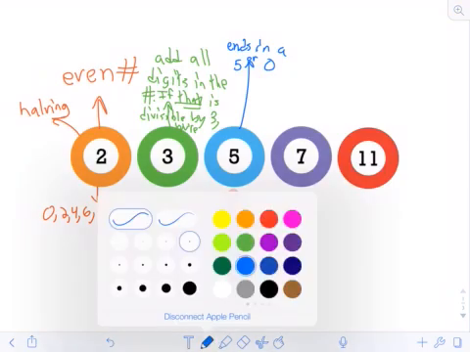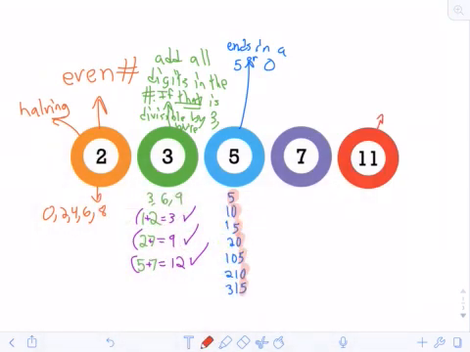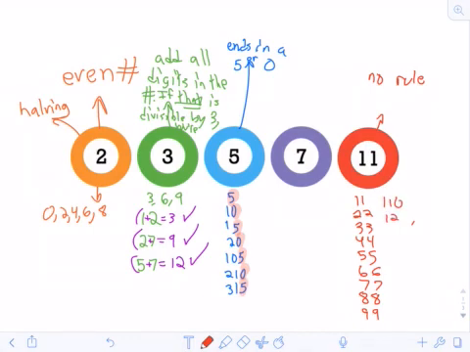Now, 11s, I don't know. There's no divisibility rule that makes sense to me. So you're just stuck if you see an 11. You just have to try to divide by 11 and see what you get. Luckily, there's a basic pattern. Like 11, 22, 33, 44, 55. These are all divisible by 11. See, we're seeing a pattern here. But when you get to bigger than 100, you get like 110, 121. So there's kind of a pattern, but not really.